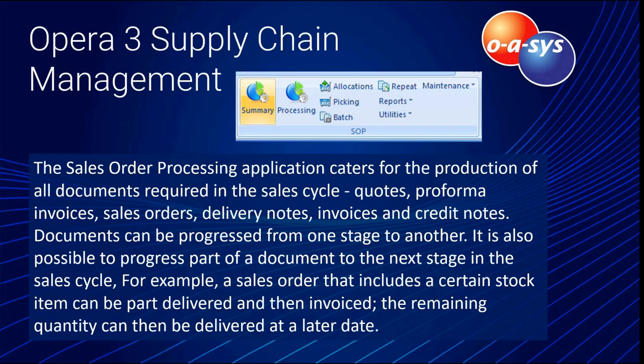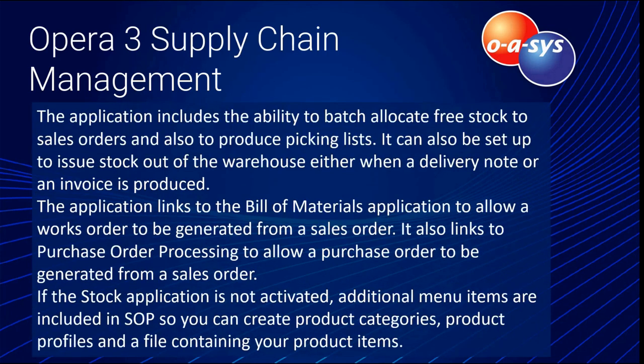For example, a sales order that includes a certain stock item can be part delivered and then invoiced. The remaining quantity can be delivered at a later date. It also includes the ability to batch allocate free stock up to sales orders and also produce picking lists. It links to the bill of material application, which allows us to create works orders from our sales orders, and it also links to purchase order processing to allow a purchase order to be generated from a sales order.